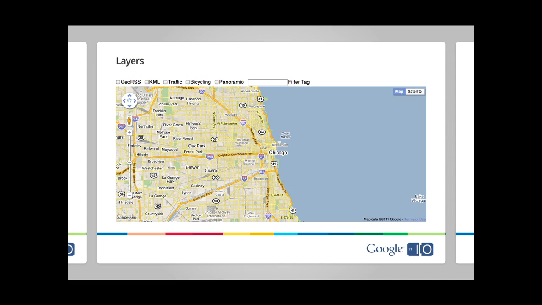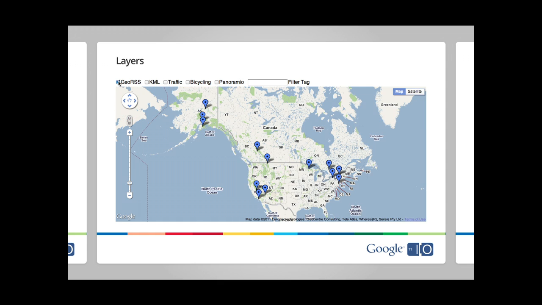Layers is another feature of the Maps API that you may not know about. This enables you to very easily add additional data on top of the map. We support various types of layers. The first two I'm going to demo, GeoRSS, lets you consume a GeoRSS file or a service and then easily display that on the map.